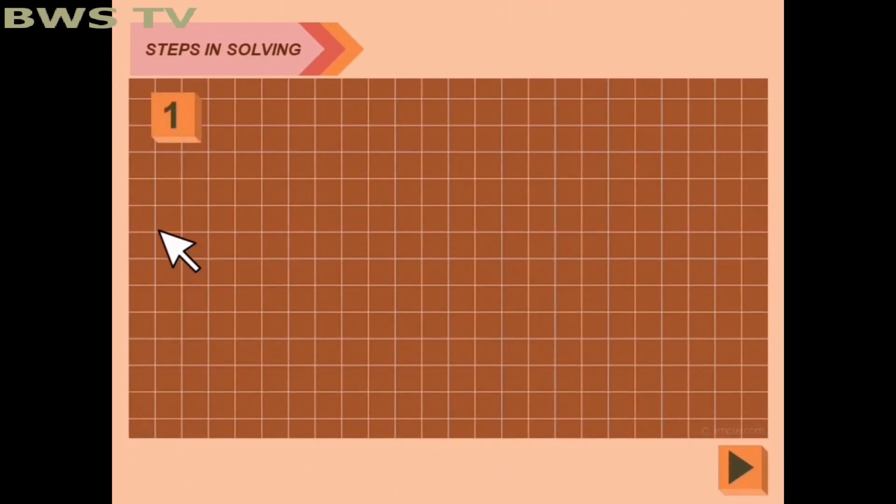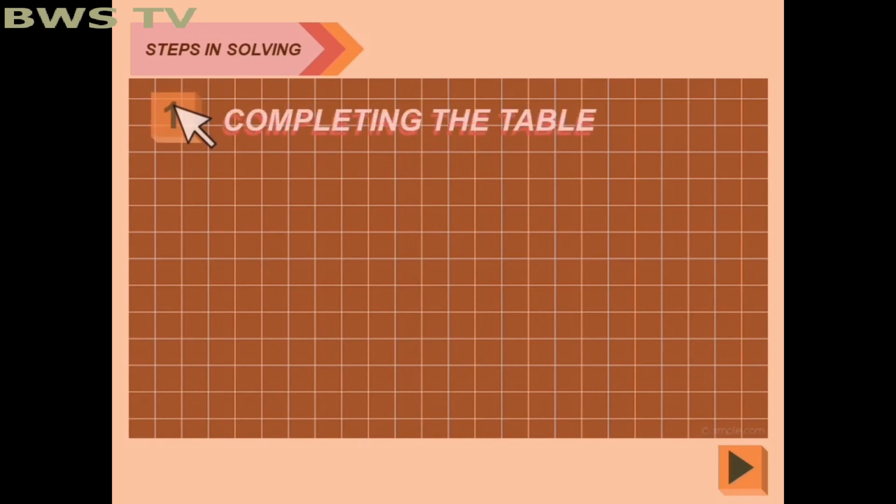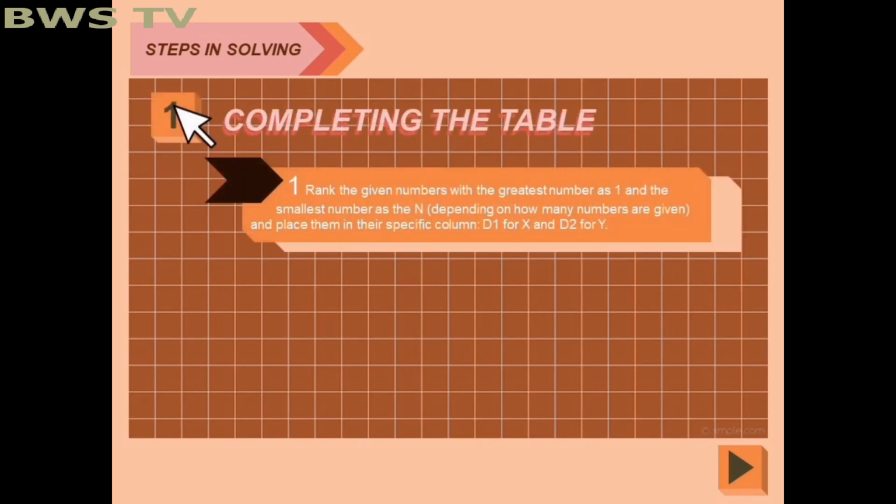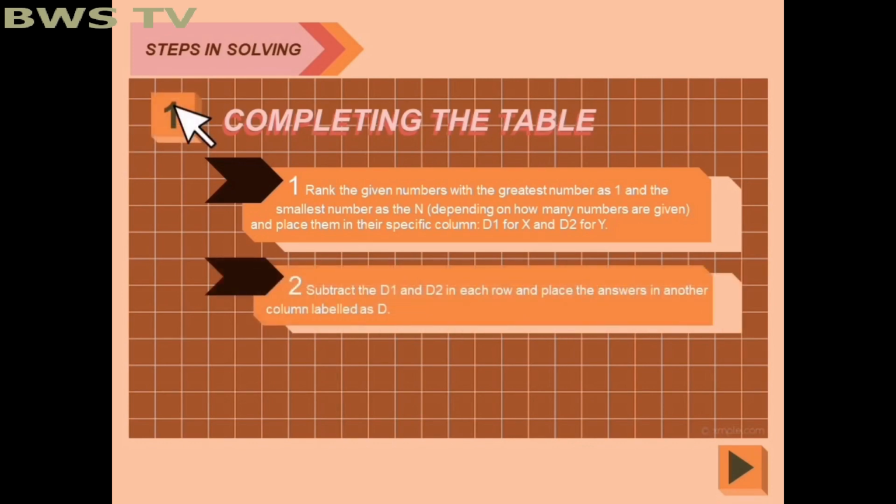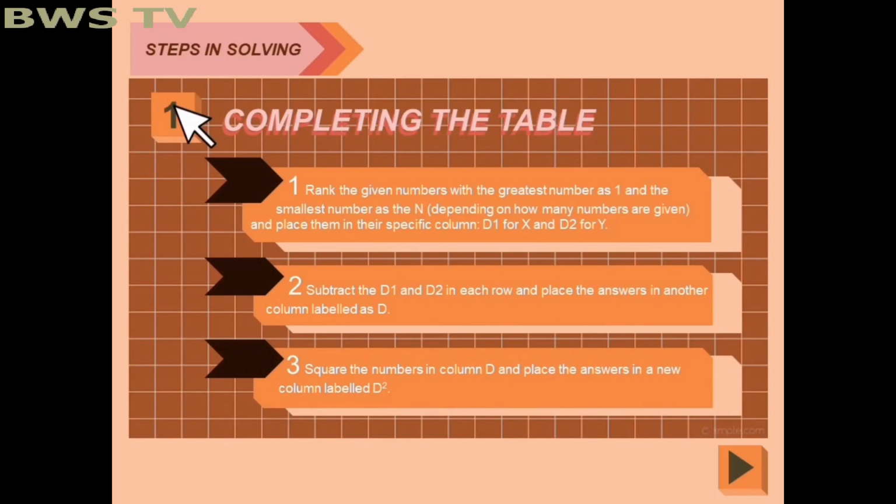So here are the steps for completing the table. Step 1. Rank the given numbers with the greatest number as 1 and the smallest number as n, depending on how many numbers are given, and place them in their specific column. D1 for x, D2 for y. Step 2. Subtract D1 and D2 in each row and place the answers in another column labeled D. Step 3. Square the numbers in column D and place the answers in a new column labeled D squared.